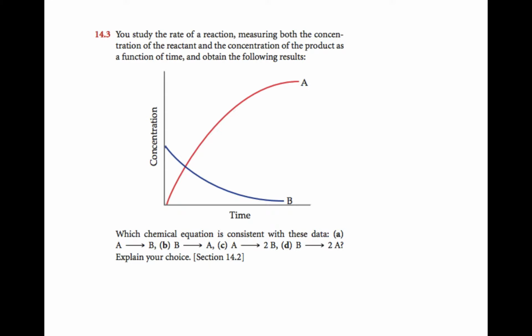C is not a possibility. D is a possibility, and it's the best answer. What's going on here is, if you look at these curves, as you get a certain concentration change in B, you're getting a more drastic concentration change in A. So what this represents is, for every 1 mole of B disappearing, 2 moles of A are appearing. So D.